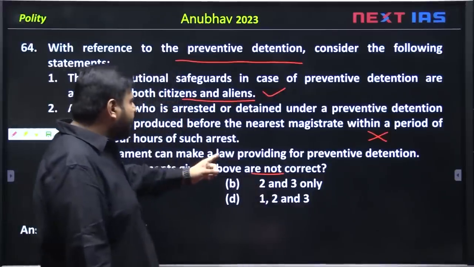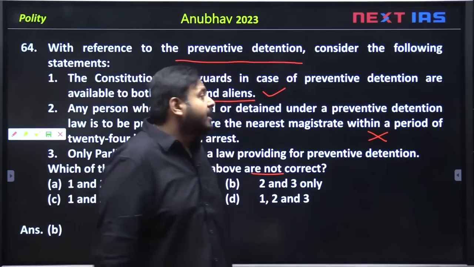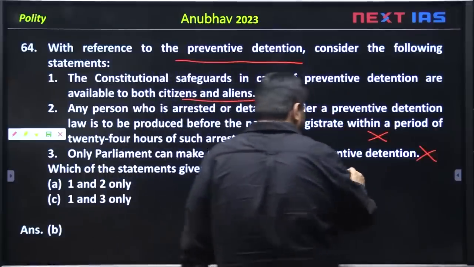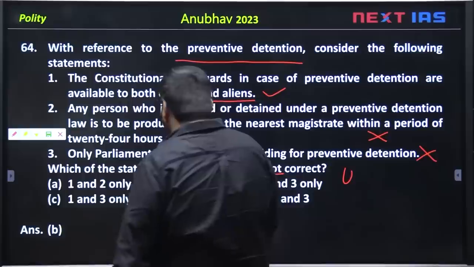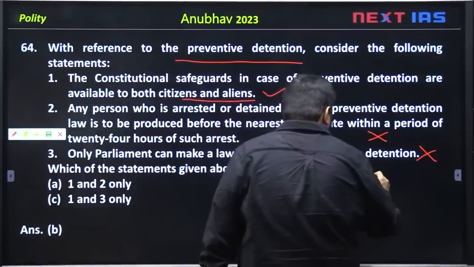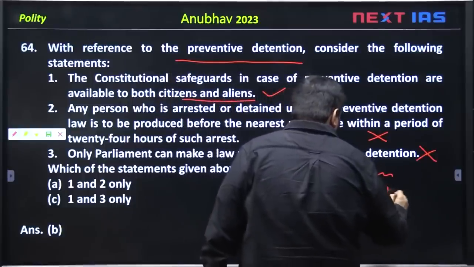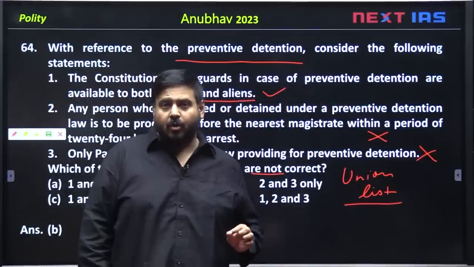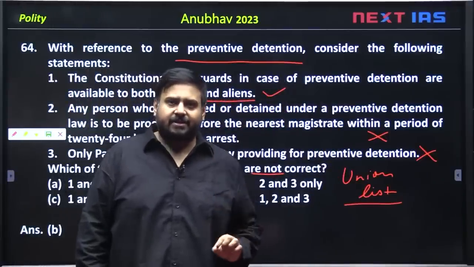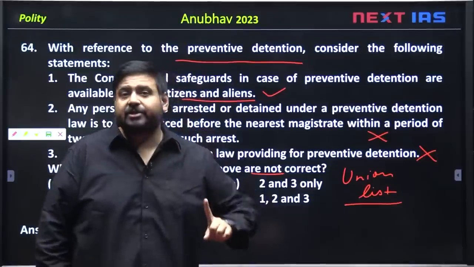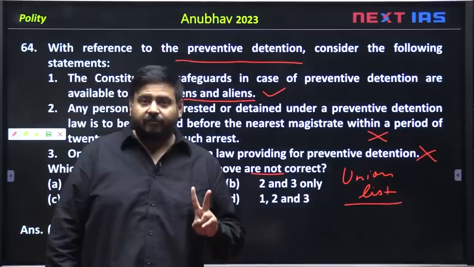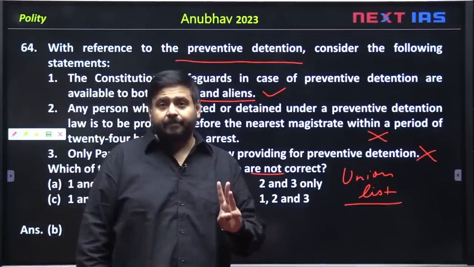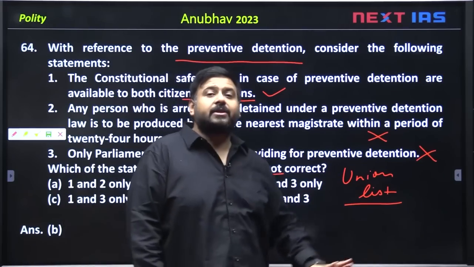Only Parliament can make law providing for preventive detention. It is also incorrect because the Union List under Entry 9 provides that the Parliament can make law for preventive detention in case of defense, in case of foreign relations, in case of security of the country, right? Then in that case, Parliament can make the law.